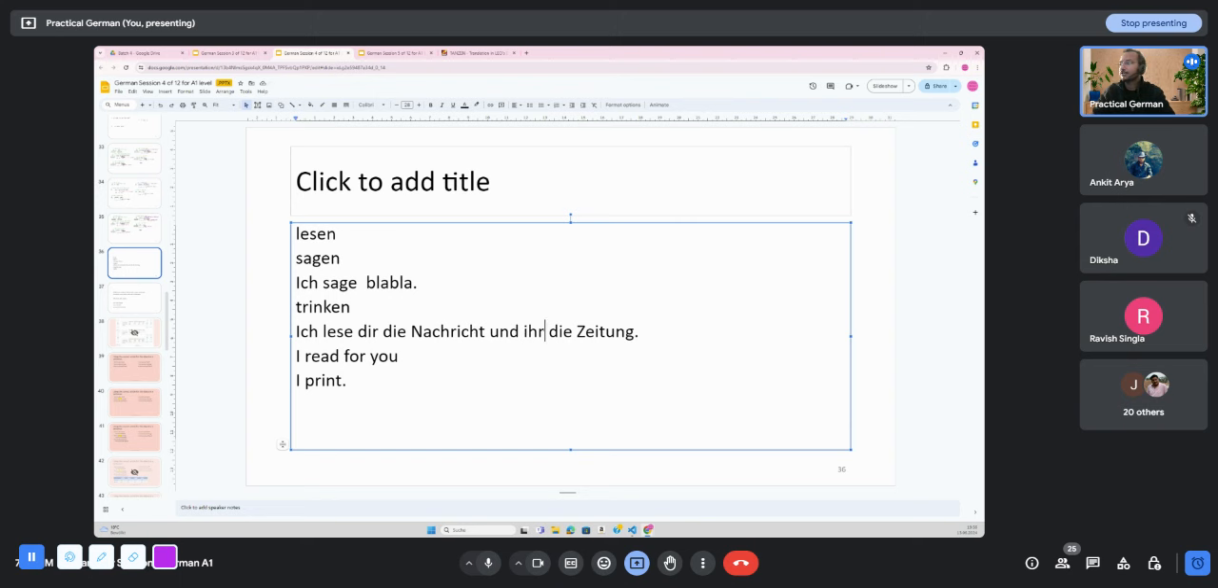So again, this has two dative objects and two accusative objects. Zeitung and Nachricht are being directly influenced by me, the subject of the sentence. Dir and ihr are the dative ones. Let's play one more game.